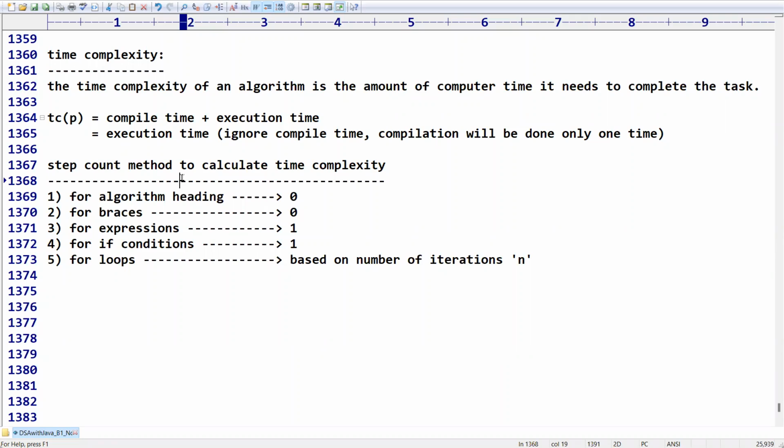Once everything is compiled, it will give one product, bytecode or object code, whatever it gives. So we are calculating, once you have that code, how much time it takes for execution. That part only we have to consider, because once you have received the product and installed it in your machine, you have to consider how much time it takes.